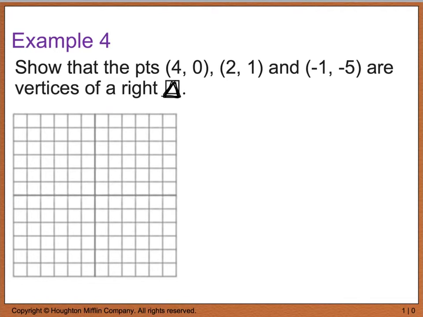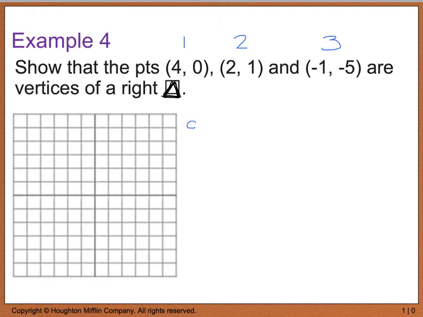So what I'm going to do, just for organization, is call this point 1, this point 2, and this point 3. In order to prove that this is a right triangle, we have to prove that a squared plus b squared equals c squared. So we have to find the distances between the points 1 and 2, 1 and 3, and 2 and 3, and see if there's that Pythagorean relationship.